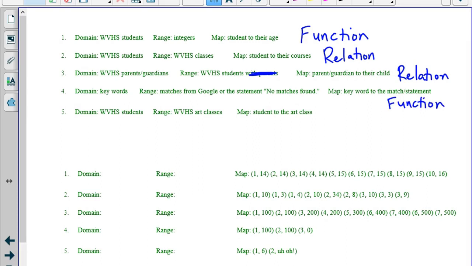Number five, Wabansie Valley students, range, Wabansie Valley art classes. We're going to map the student to the art class. Does every student have an art class? No. Since every student does not have an art class, this is not a relation.